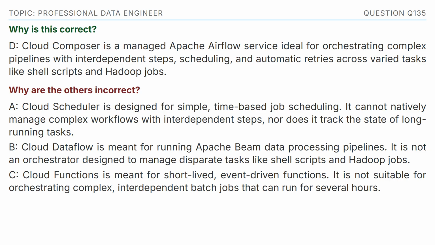Why are the others incorrect? A. Cloud Scheduler is designed for simple, time-based job scheduling. It cannot natively manage complex workflows with interdependent steps, nor does it track the state of long-running tasks. B. Cloud Dataflow is meant for running Apache Beam data processing pipelines. It is not an orchestrator designed to manage disparate tasks like shell scripts and Hadoop jobs. C. Cloud Functions is meant for short-lived, event-driven functions. It is not suitable for orchestrating complex, interdependent batch jobs that can run for several hours.